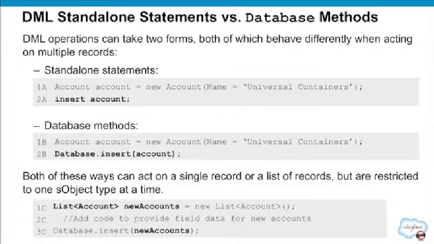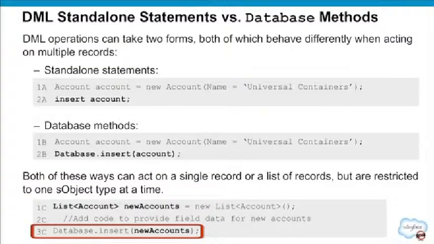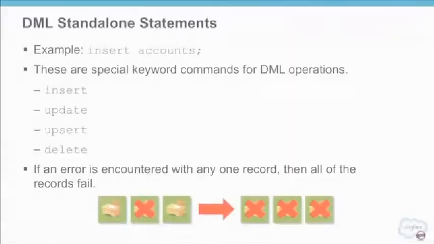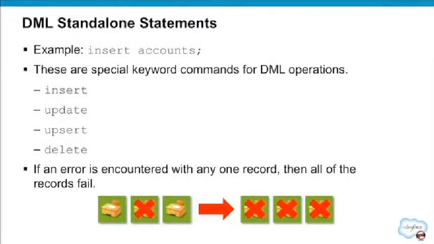So we can also use this Database class with the insert method to do the same thing. In a second, I'm going to explain what's the difference between these two. But both of them work with both a single SObject, or like we have here, a list of SObjects. When we have a list of SObjects, in this case inserting a list of accounts, only 3 accounts, the behavior is if one fails, then all fail.